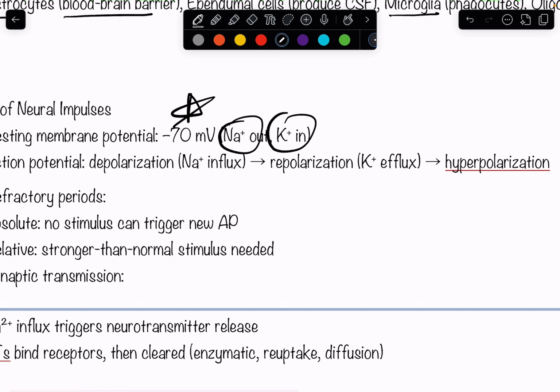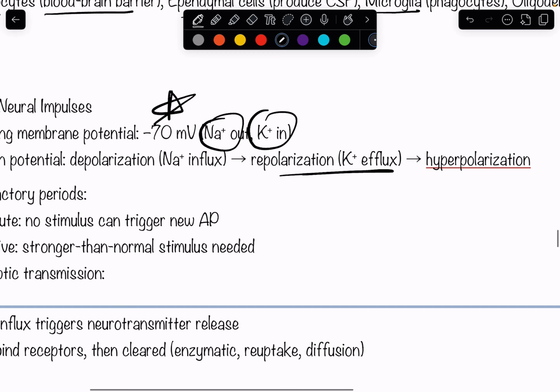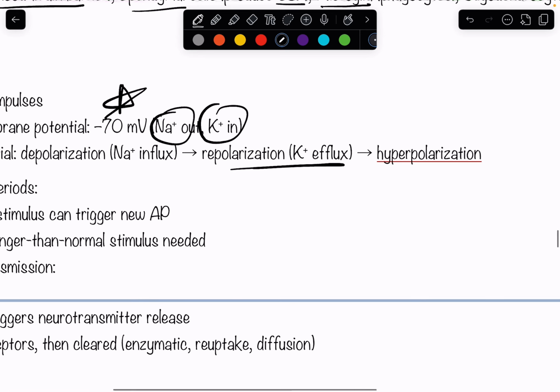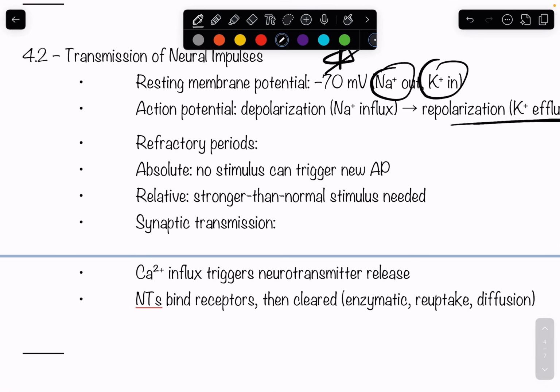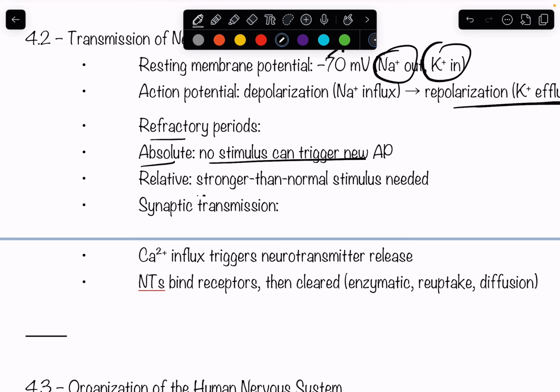And then that causes repolarization, which is a K plus efflux. Now the thing is, when you have repolarization, we have something called K plus leak channels, okay? Those leak channels keep it permeable to K plus, and as that happens, we have something called hyperpolarization. Hyperpolarization is an inhibitory effect, and it makes your membrane potential more negative. So refractory period. When you have absolute refractory period, it means no stimulus can trigger a new action potential. Relative means a stronger than normal stimulus is needed, okay?